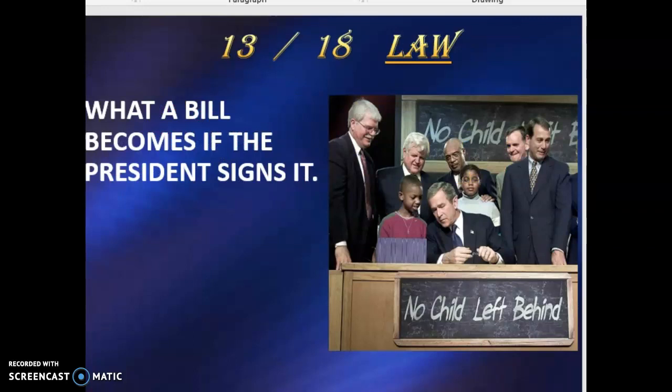Law. Number 13 is law. When the President signs that bill, then it becomes law. In this photograph, you see President George W. Bush signing a law, and that law is called No Child Left Behind. So it was major changes to education, and one of those changes affects you, and that is the STAR test. So the signature with that ink pen that day, this is what creates STAR tests for all of us.